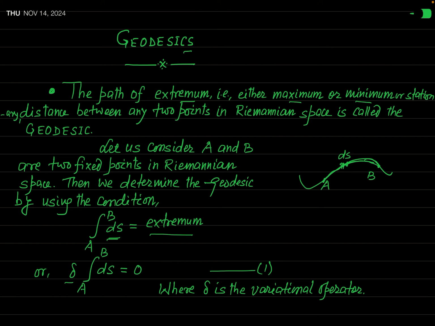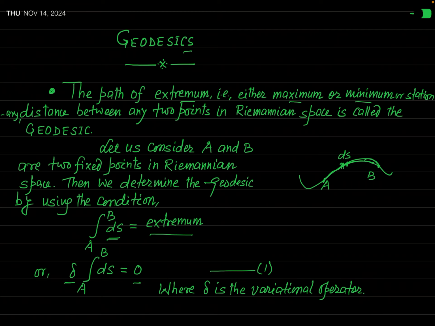If the integral of ds from a to b is an extremum, then when you apply this variational operator on this integral, the result must be equal to 0. So you can say that delta operated on the integral from a to b of ds is equal to 0.